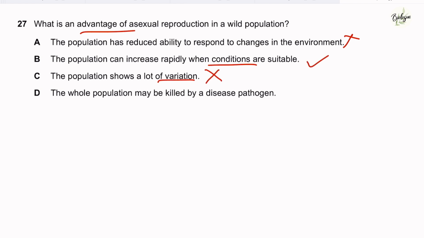Shows a lot of variation? Absolutely not, because remember, asexual reproduction actually doesn't facilitate much variation. It is sexual reproduction that allows for variation through crossing over of genes, because asexual reproduction produces identical copies. The whole population may be killed by a disease pathogen? Again, that doesn't relate to the question. It's not an advantage for sure. So the answer is B.